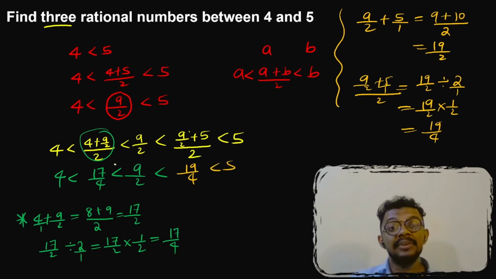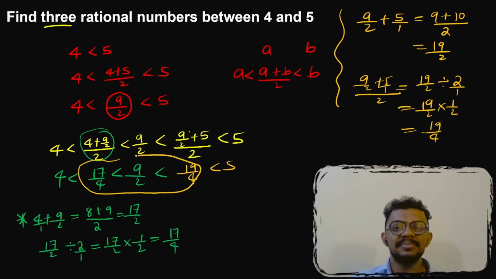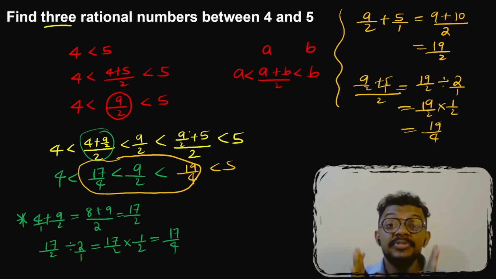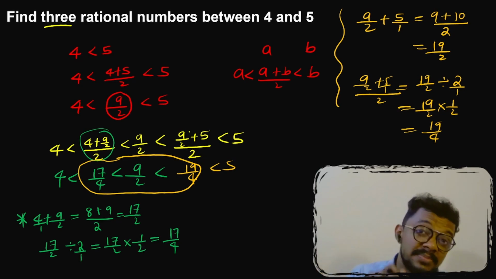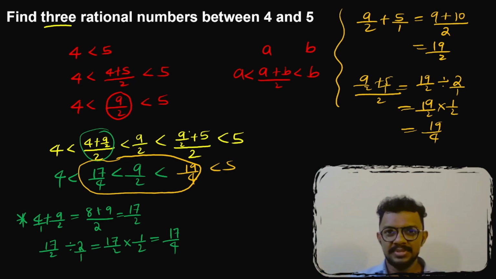So between 4 and 5, I have found three rational numbers. My answers are 17 by 4, 9 by 2, and 19 by 4. And I can do this forever. This is the first method of finding rational numbers between any two rational numbers. But this is not the fastest method. You have one more method that we'll learn in the next video. Thank you all.